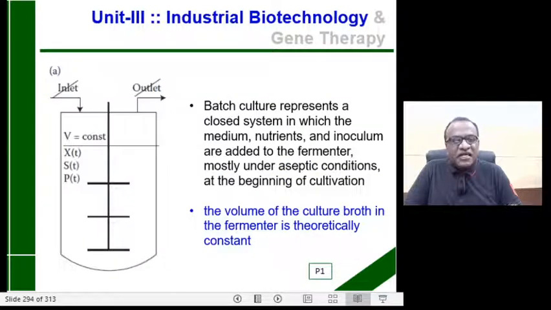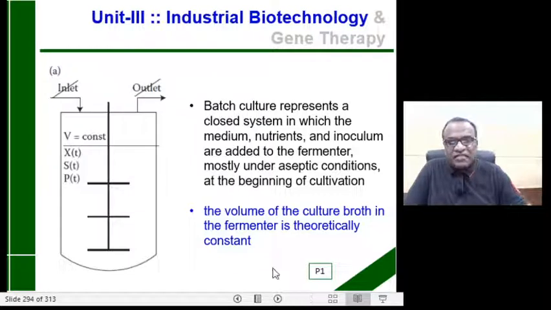So we'll try to understand each mode of fermentation process. To begin with, it is the batch culture. The batch culture represents a closed system in which the medium, nutrients and inoculum are added to the fermenter under aseptic conditions at the beginning of the reaction itself. Here the volume of the culture broth is theoretically constant.